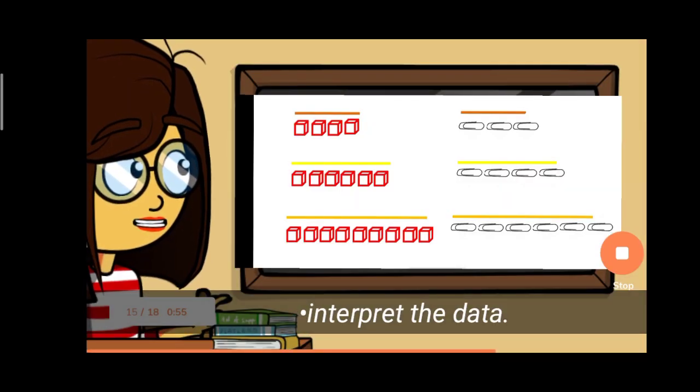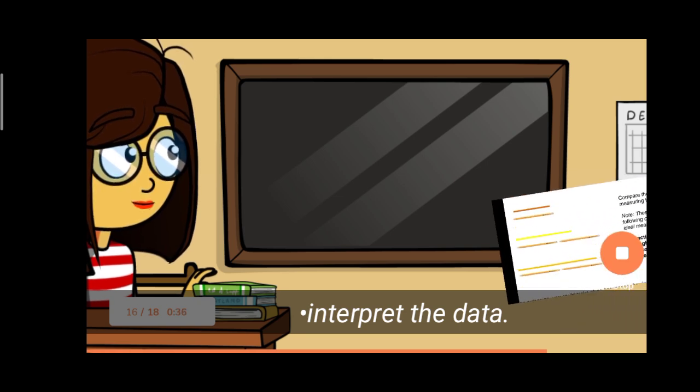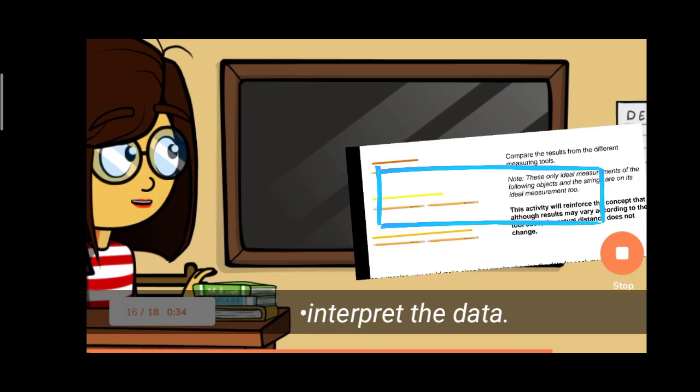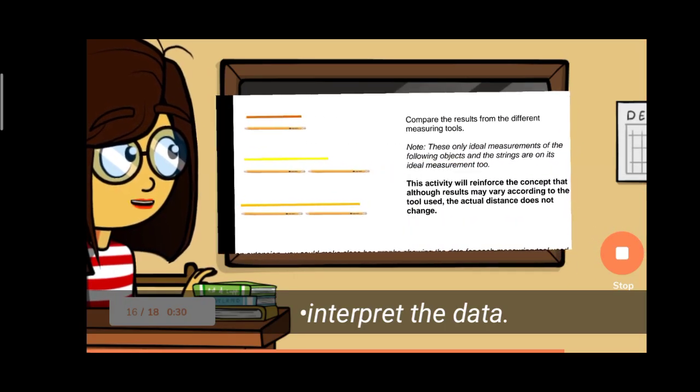Here now is our data from measuring the strings using different kinds of tools. As you can see, we have measured it using the cubes, the paper clips, and pencils. Now that we have measured and saw the data of the strings using a variety of tools, we can now say that although results may vary according to the tool used, the actual distance does not change.